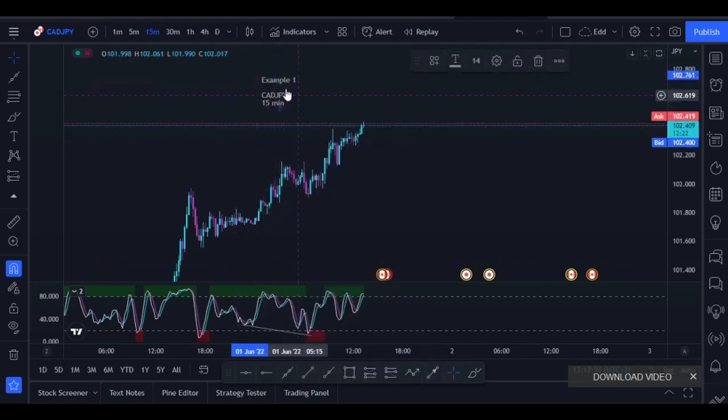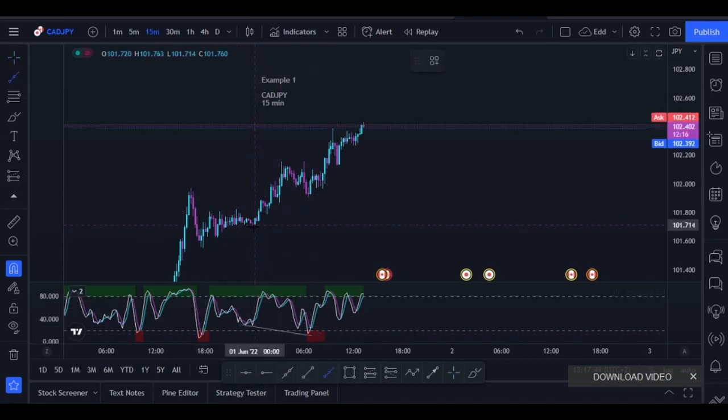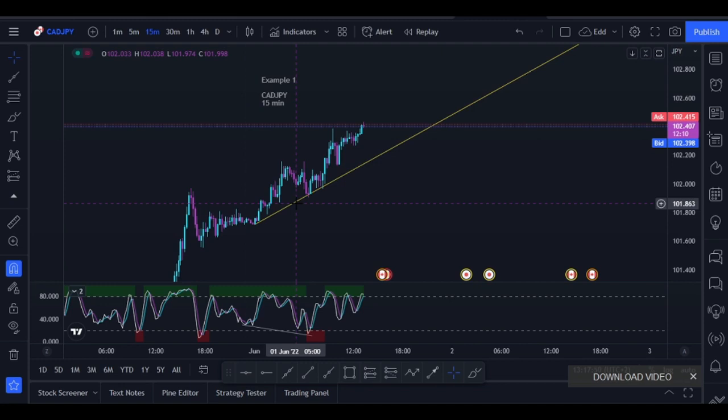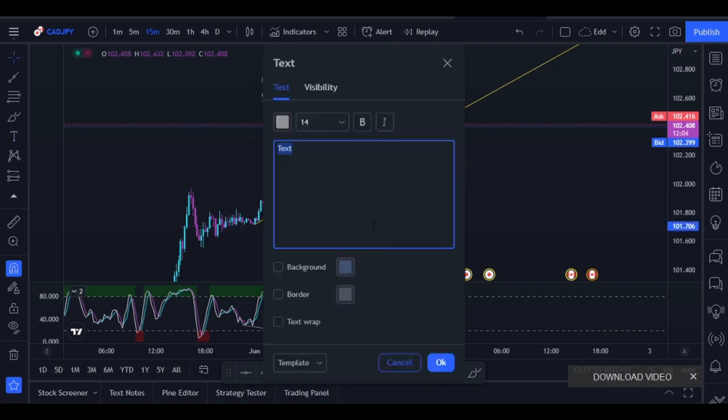This is CAD JPY on the 15 minutes chart. And we're spotting hidden bullish divergence right there, and we're going to mark out the footprint on the chart corresponding to the divergence on the stochastic. Let me just type this out: footprint.